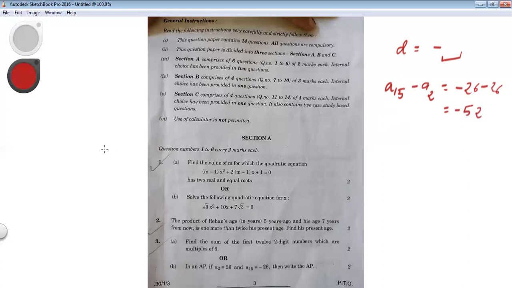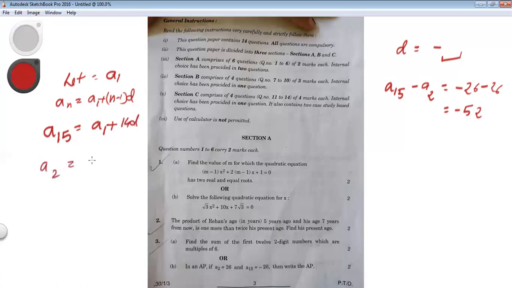Now A15, I'm writing it on the other side this time. A15 can also be written as, let the first term of the AP be A1. You know that An is A1 plus n minus 1 into D. So 15 minus 1 is 14, so A15 is A1 plus 14D. Similarly, A2 is just A1 plus D.